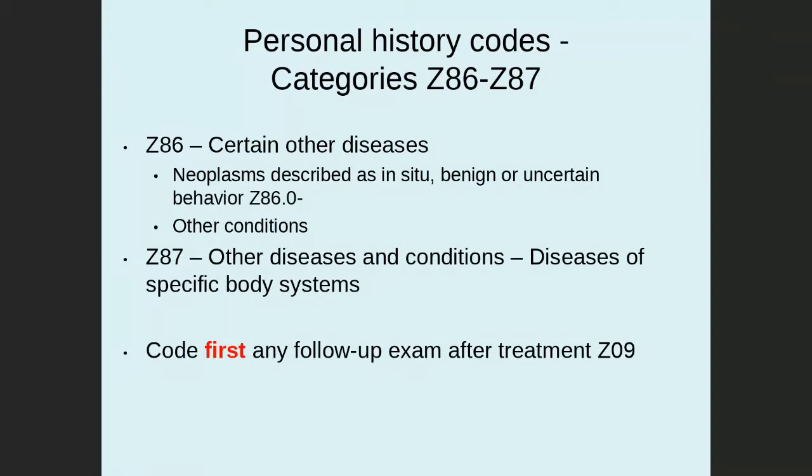Here's some more history codes. Z86, certain other diseases, like neoplasms that are in situ, benign, or uncertain, and for other conditions. Z87 includes other diseases of specific body systems, like disease of the respiratory system, disease of the digestive system. So in this case, you're going to list first any follow-up exam after treatment has been completed.